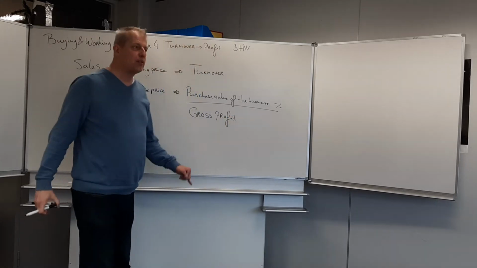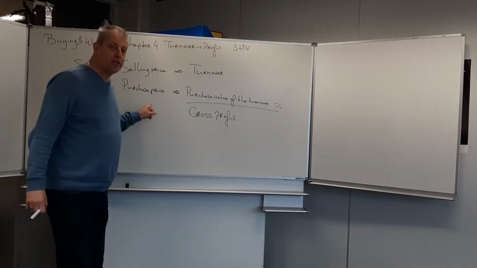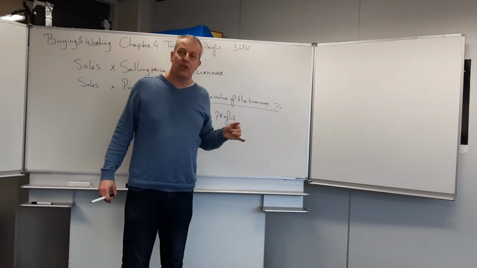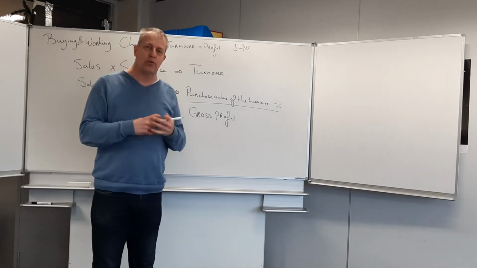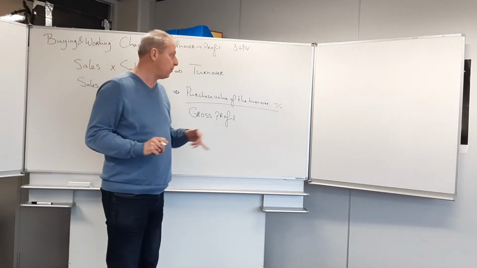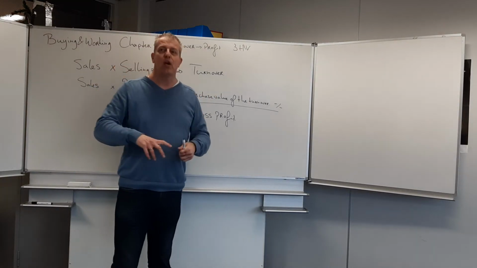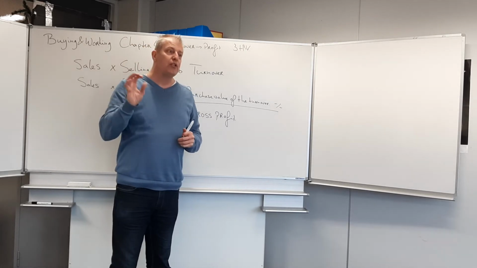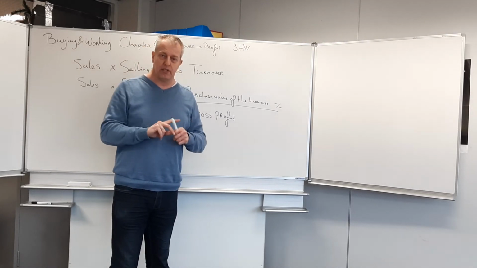And this can be a bit confusing. So the purchase value of the turnover is determined by the things that you sell. So you want to know, what did I pay for the things that I just sold? Yes, so purchase value of the turnover is what did I pay for the things that I just sold. So you shouldn't confuse them with your purchases, because that works differently.